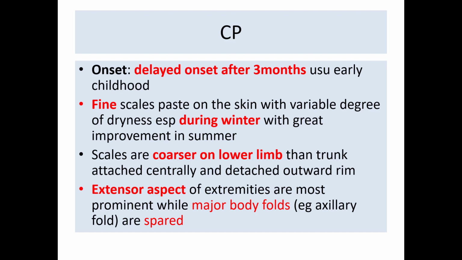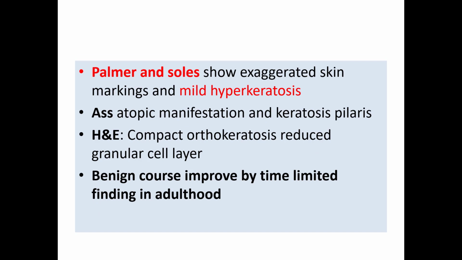Also, you'll be observing, or the patient's mother, for example, will be saying that the child improves somehow during summer and worsens in winter. Why is this? Because dryness normally increases in winter, even in normal subjects. And in summer, the sweating might make the condition appear less severe. As we've mentioned, atopic dermatitis manifestations might be found, mostly palmoplantar hyperkeratosis and keratosis pilaris.